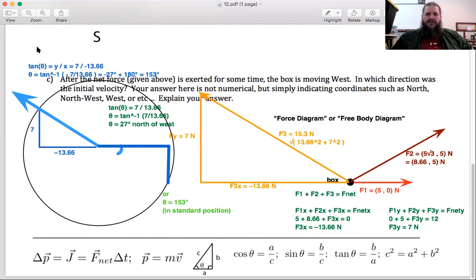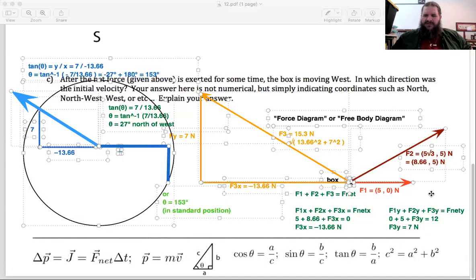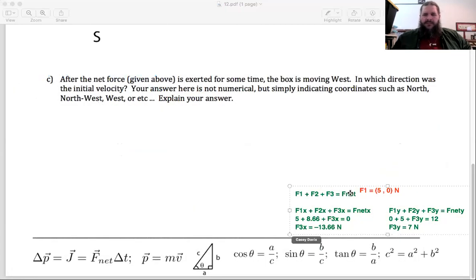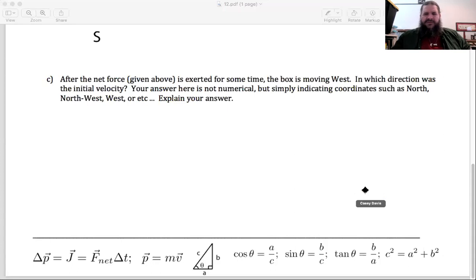And then it tells us that the force has been going on for some time, and that's the net force. So we don't actually need the individual forces for this part. Part C is looking at just the effects of the net force. So let me clear all this stuff, because the net force was just that 12 Newton force we were looking at from the beginning.